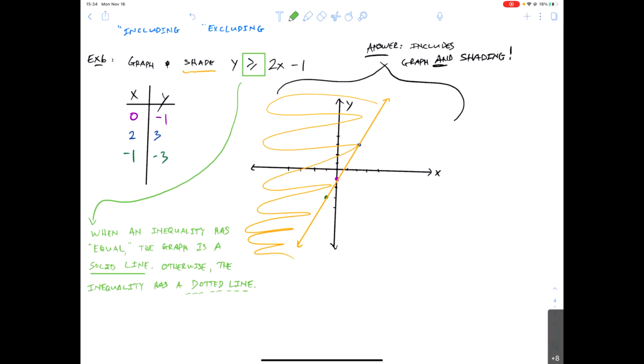So that part's relatively simple because you graph the same exact way. You just got to remember, is it solid or dotted? Do I have an inequality with an equal sign or do I not? And that's pretty much it.